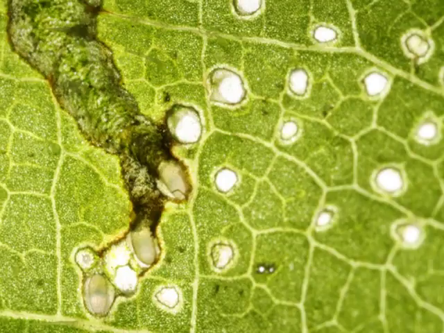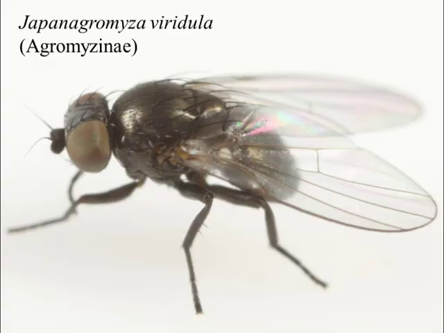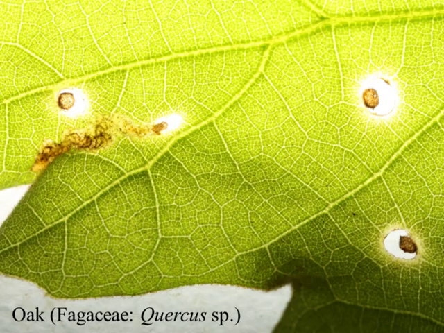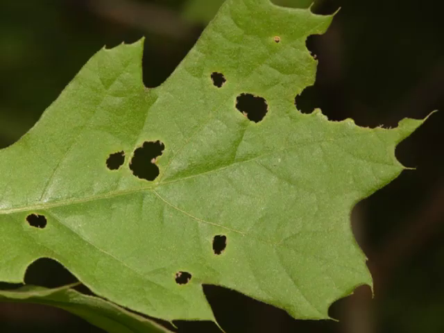And this species, Japanagromyza viridula, does that in oak leaves when they're first expanding in the spring. And as the leaves continue to expand, their punctures stretch out into conspicuous holes, which has given this fly the common name of oak shot hole leaf miner. But the holes have nothing to do with the leaf mines, which look like that.